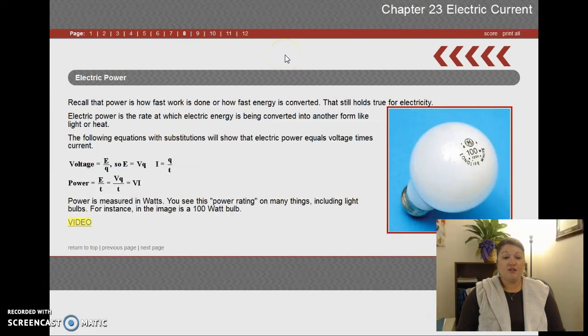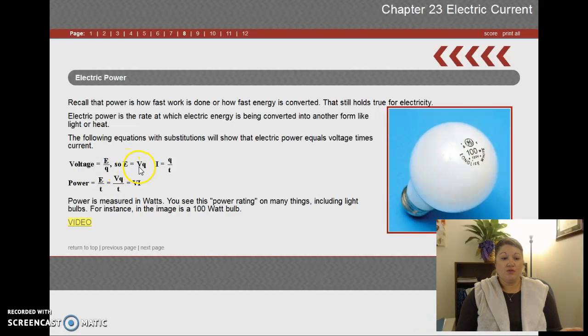All right, electric power, right? Well, we know power is how much work is done over time, or how much energy gets converted per time, right? Well, that still holds true for electricity. That's the same thing. That's the definition, all right? But I worked through the substitutions here, so you can see how power relates to voltage, current, resistance, all that good stuff, okay? So we know voltage is that electric potential energy over the charge, right?